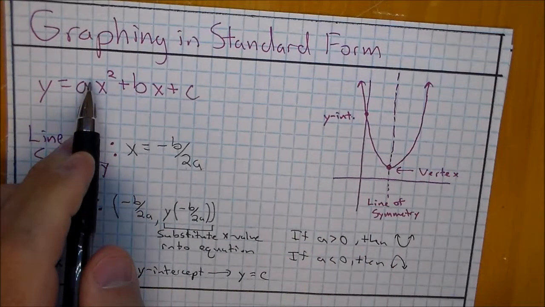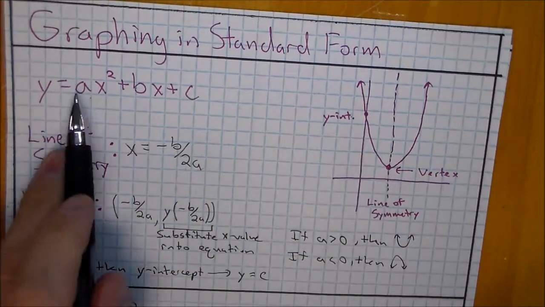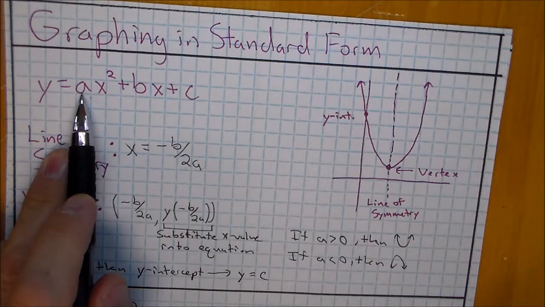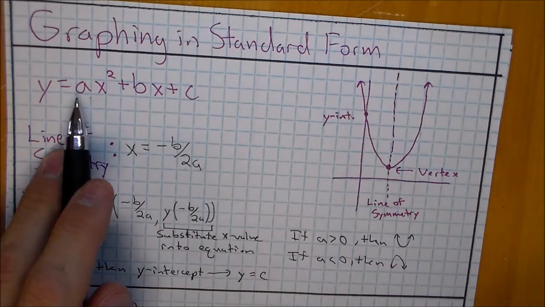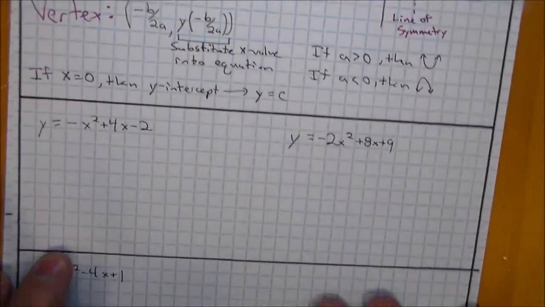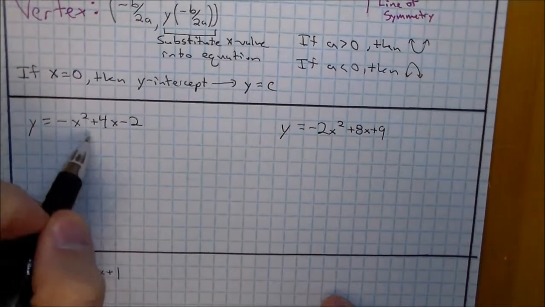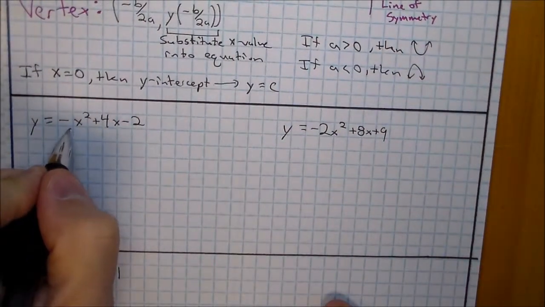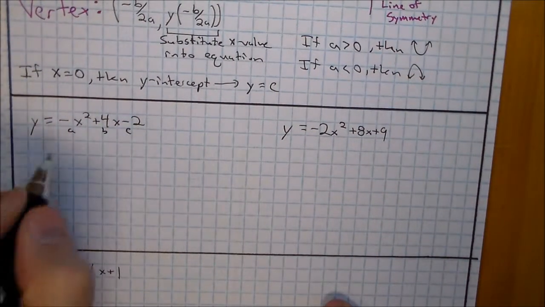And then the same rule that applies to the width will also apply here. If it's greater than 1, it's a more narrow graph. And if it's between 0 and 1, it'll be a wider graph. We're not going to worry too much about that today. We're going to focus on the vertex and finding the points. So let's look at our first few here. I have negative x squared plus 4x minus 2. That's a, b, and c.